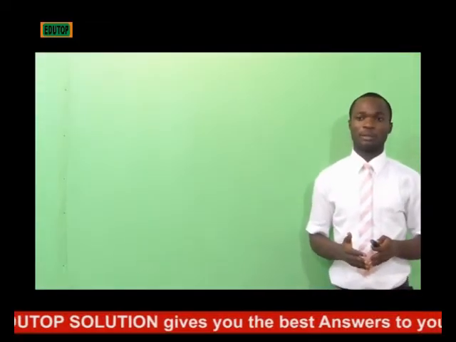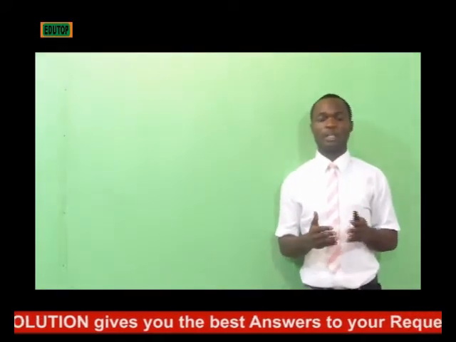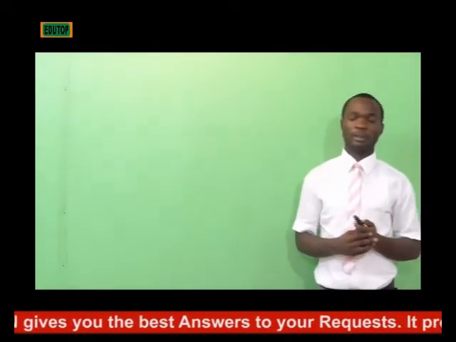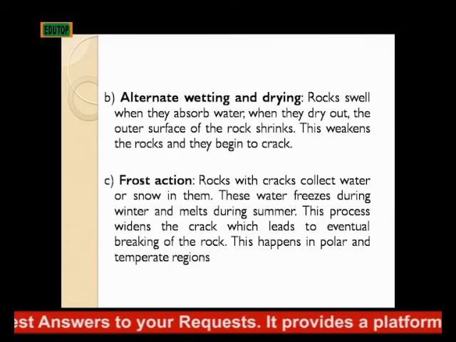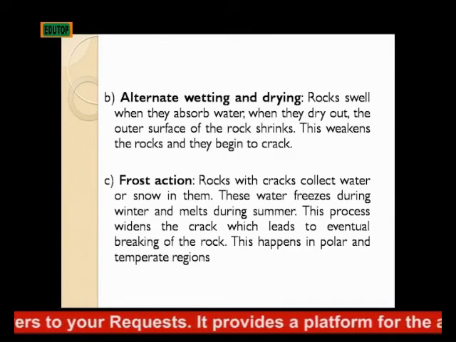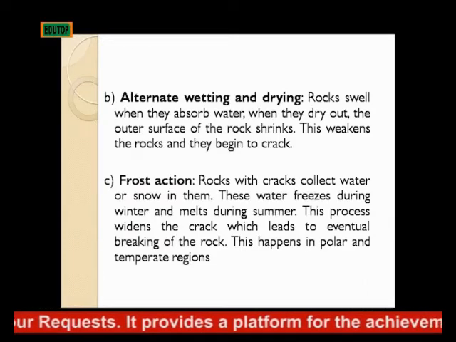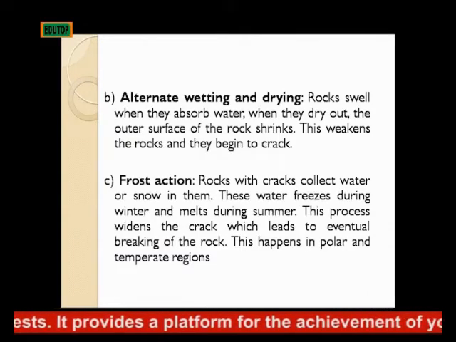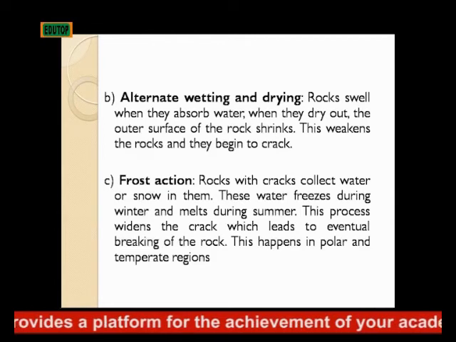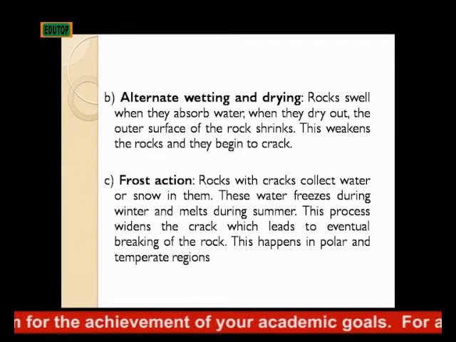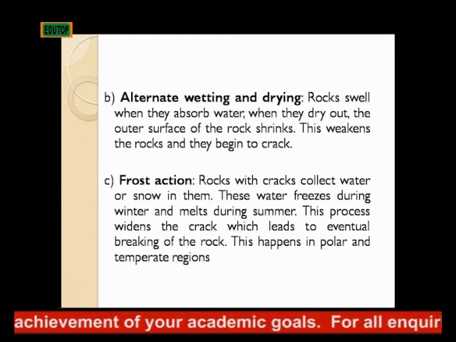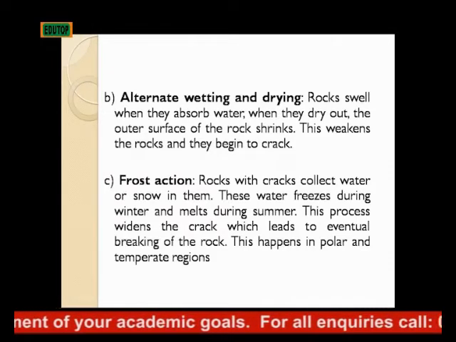Let's also look at the third agent of physical weathering, frost action. Rocks with cracks will collect water or snow inside of them within the cracks, and this water freezes during the winter and melts during the summer when the temperature is high.